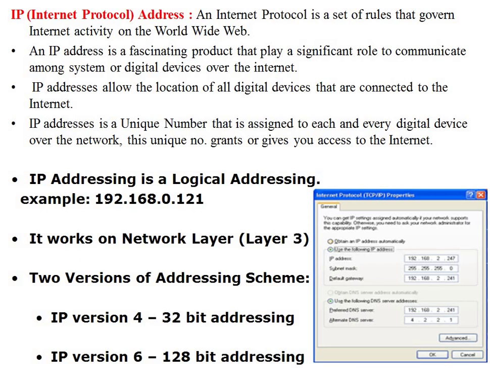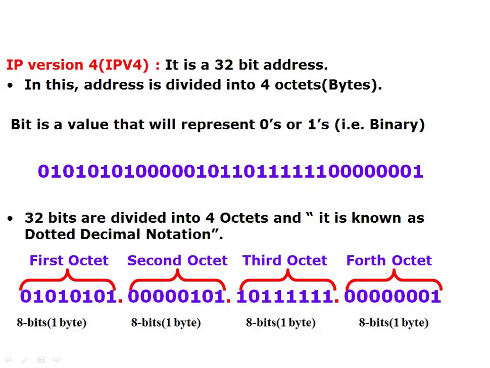Now, IP address works on the third layer of the OSI model, also known as the IP, Internet Protocol or network layer, which is the third layer of the TCP/IP model as well. There are two versions or two types of addressing scheme. The first is IP version 4 and the second is IP version 6. IP version 4 is 32-bit addressing, and the length of IP version 6 is 128-bit addressing. We will see this in detail in the next slide.